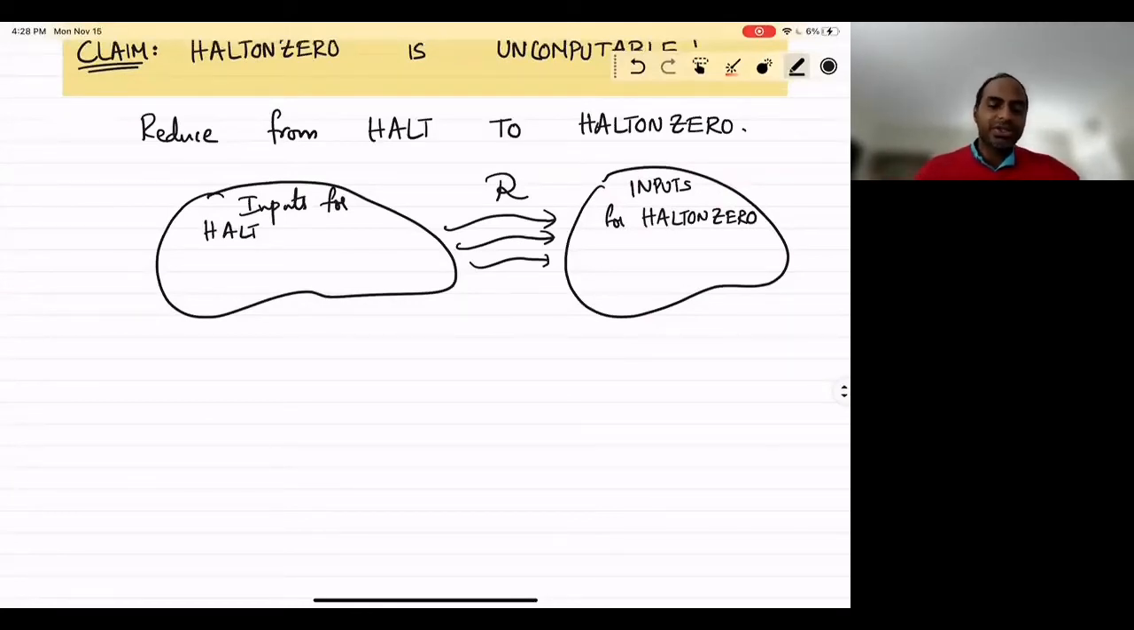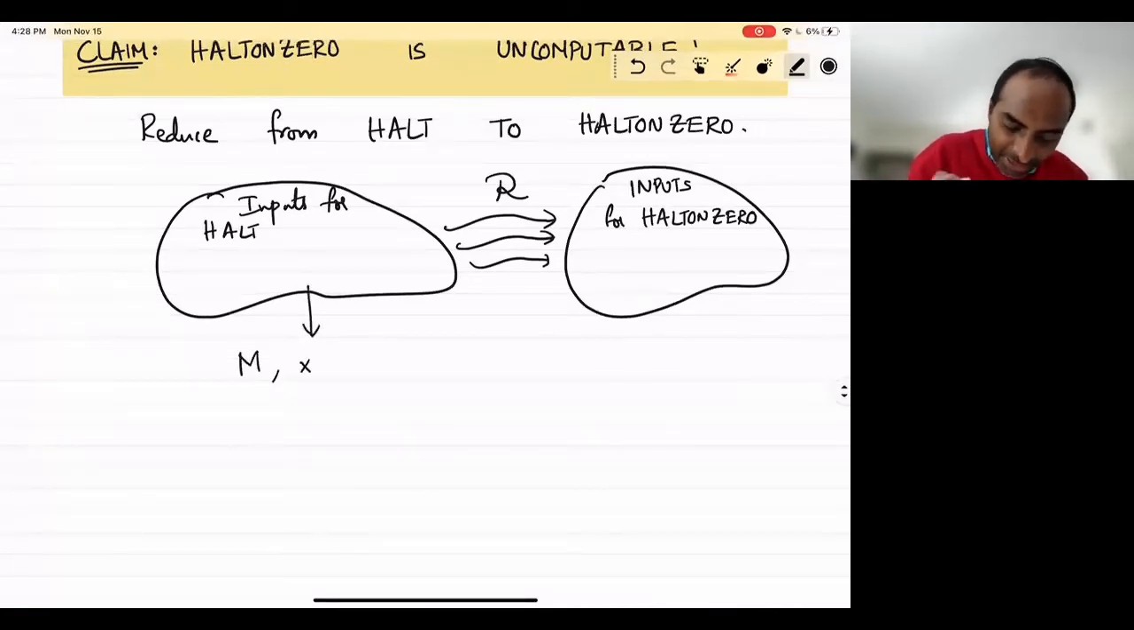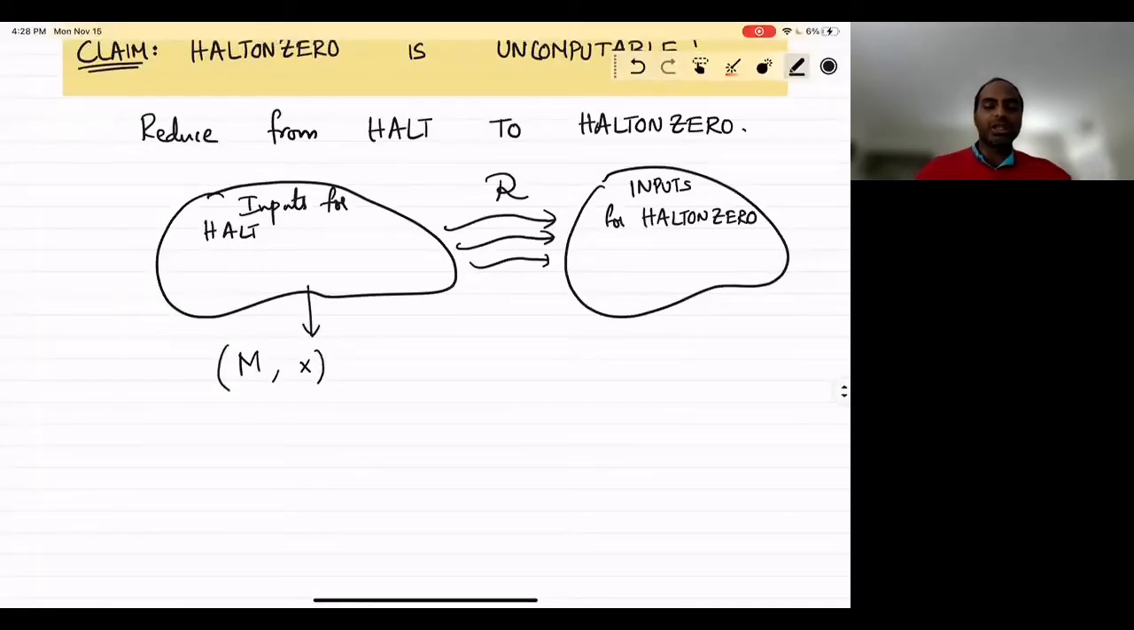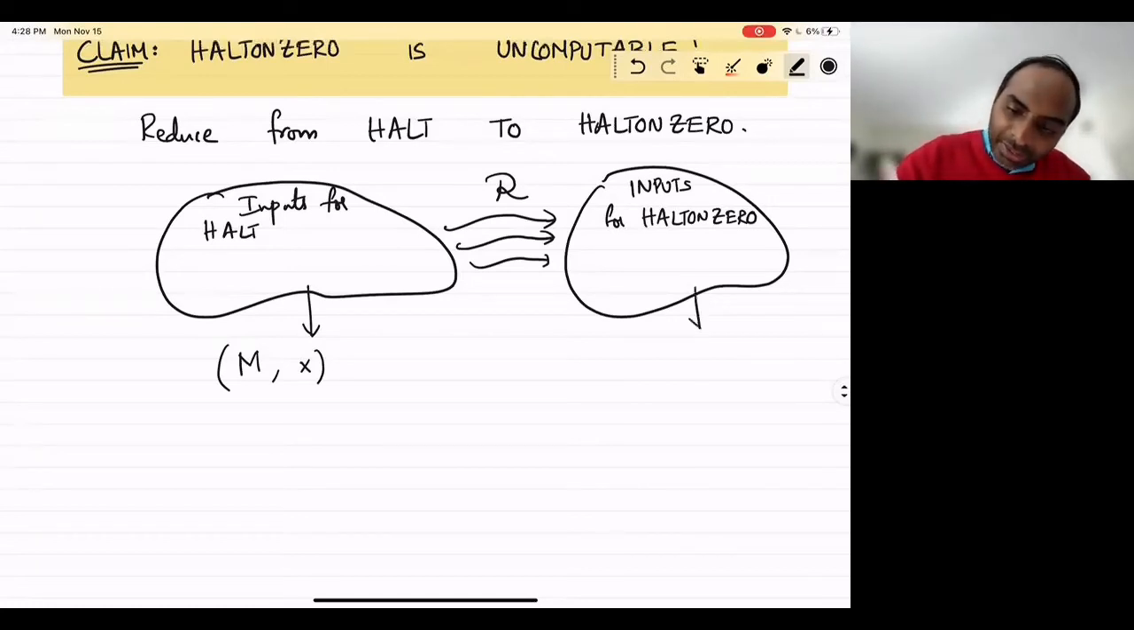Okay, and what should the reduction be? So remember, reduction is just a way to map one input space to the input space of the other. The inputs for halt are a program M and a specific bit string X, which we're going to run the program M on. Program, Turing machine, I'm using them interchangeably because of our cake principle. And for halt on 0, the input is just some other program.